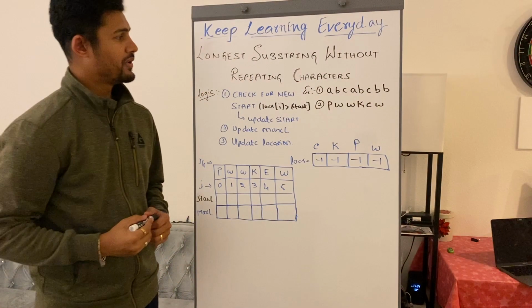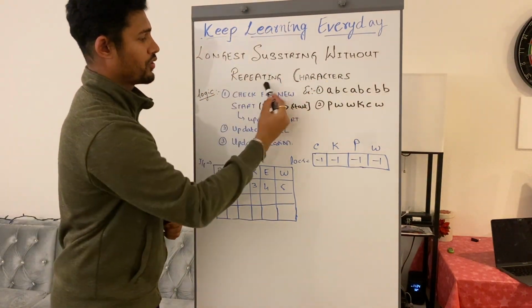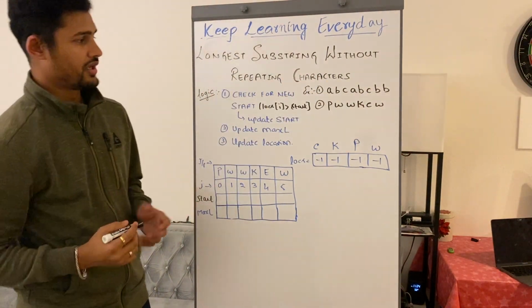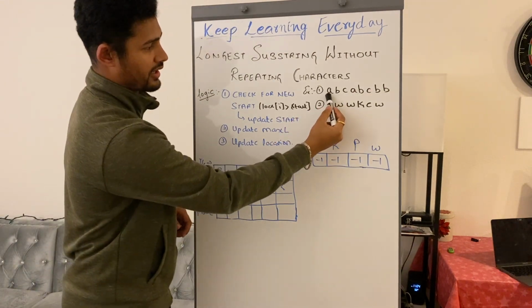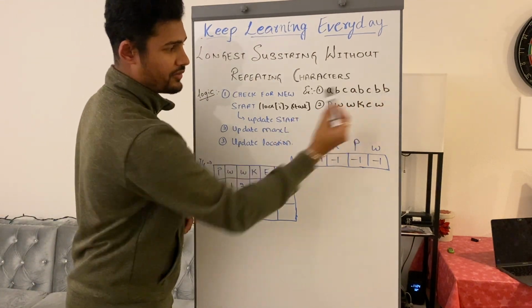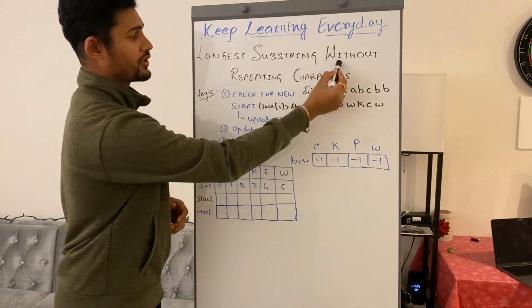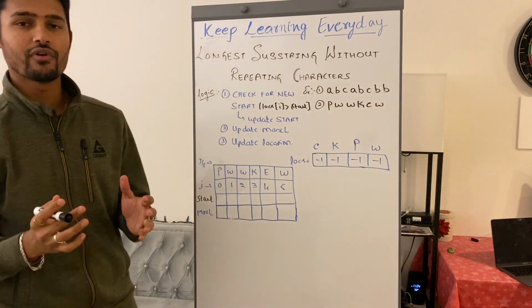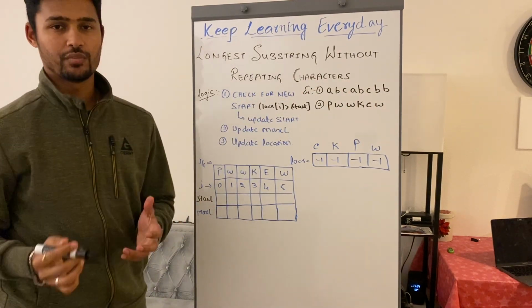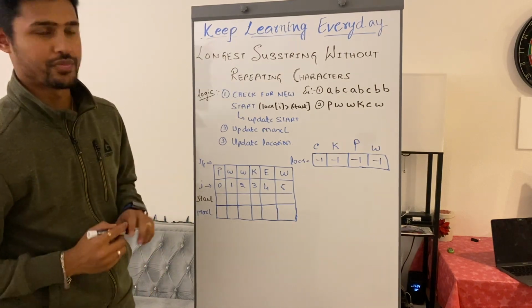Hi everyone, today I'll be explaining the problem longest substring without repeating characters. So what does that mean? Given an input string like A, B, C, A, B, C, B, B, you need to find a substring without repeating characters. So basically you need to find a unique substring of maximum length. That's where the longest term comes into the picture.